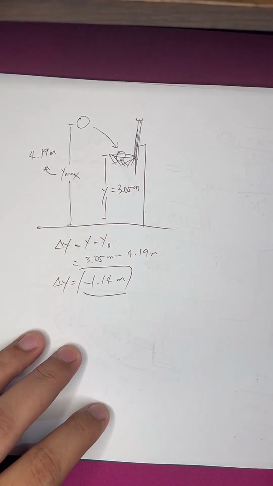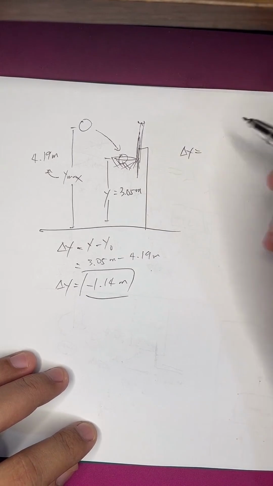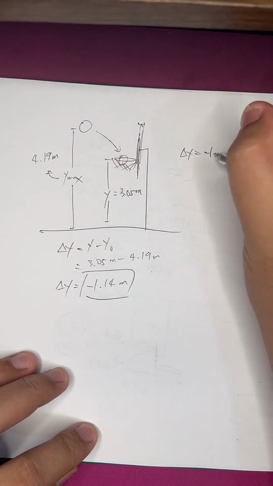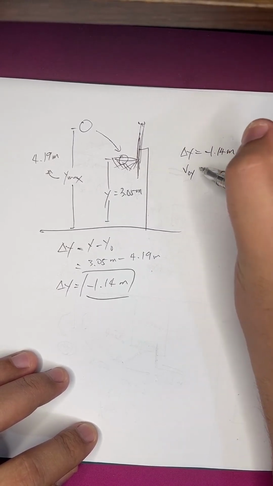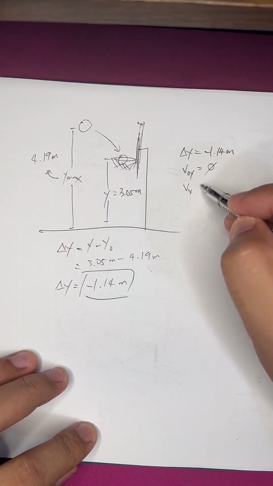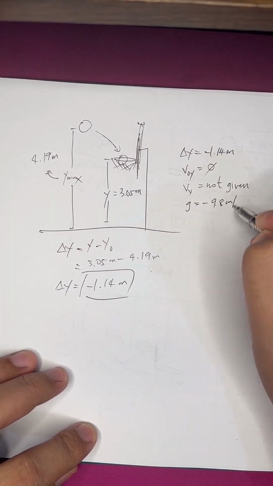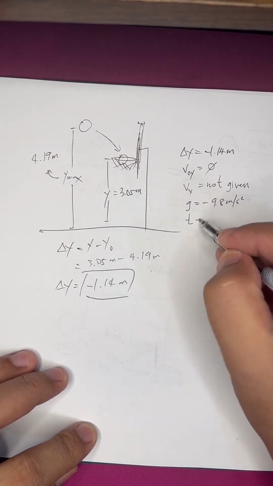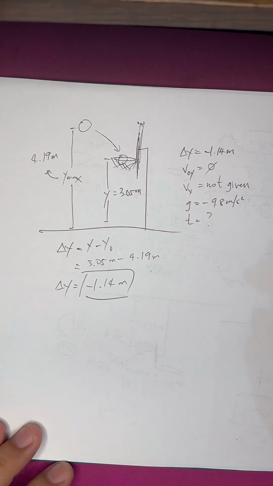So we write down the new givens. We know that delta y would be equal to negative 1.14 meters. Initial velocity in y, since we are starting at the peak, it should be 0. Then we have v sub y, which was not given. g is negative 9.8 meters per second squared. Then t, that was what we were trying to look for. Now, since we do not have the final velocity here, we will be using equation 2 here.